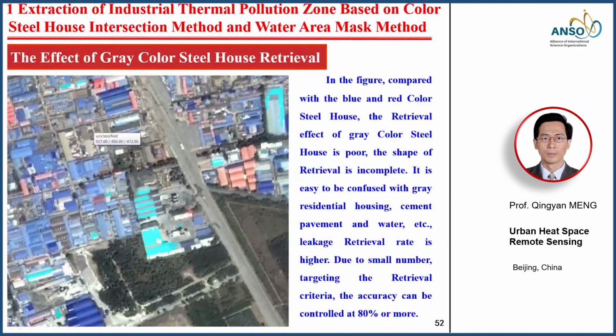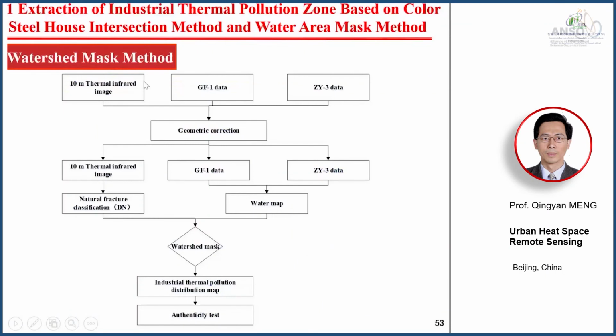It's easy to confuse with the gray residential housing and the cement pavements and the water and so on. So the mist retrieving rate is higher, and due to the small number, we should combine with some technique of the urban gray, impervious surface, buildings retrieving, and using the method I introduced here. And also we conduct the water side mask method to mask the water side.